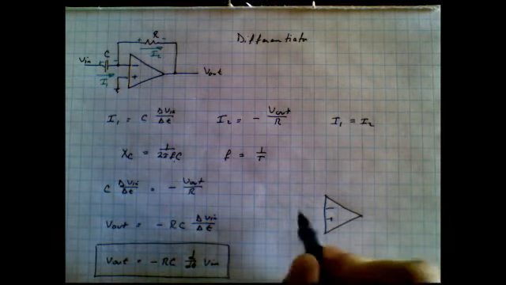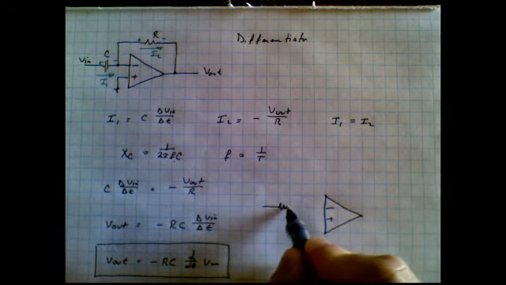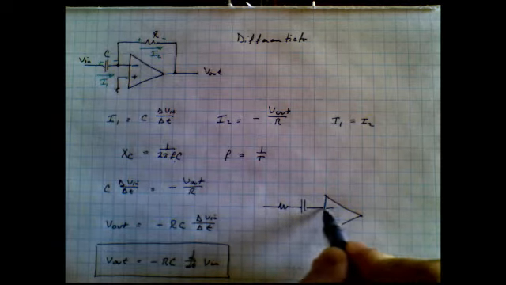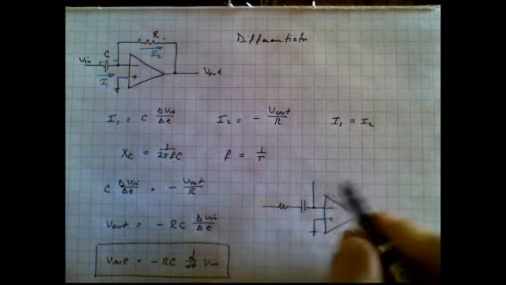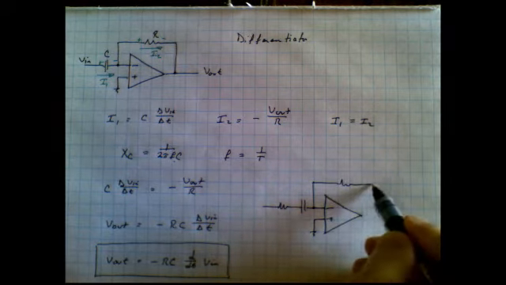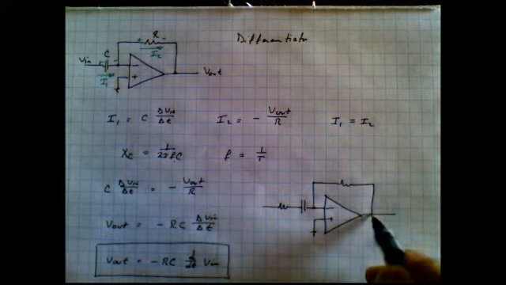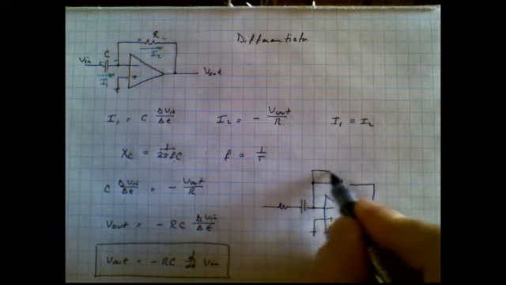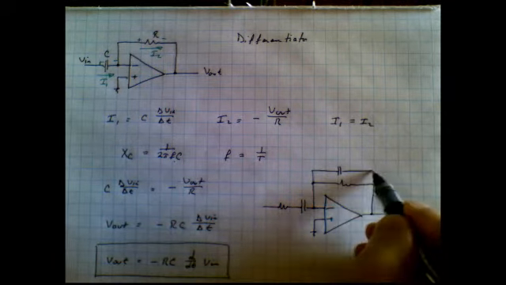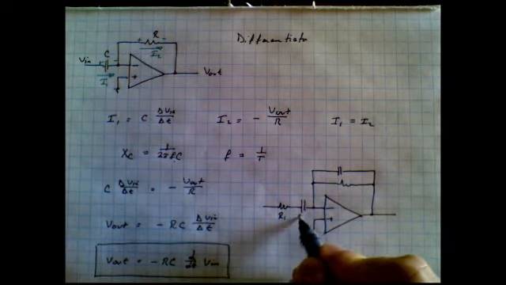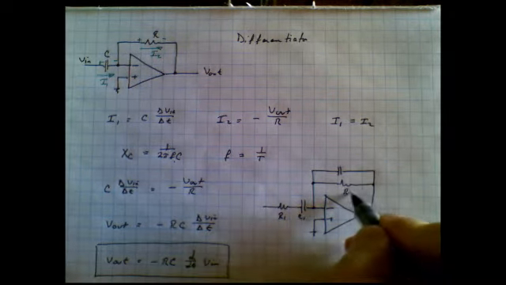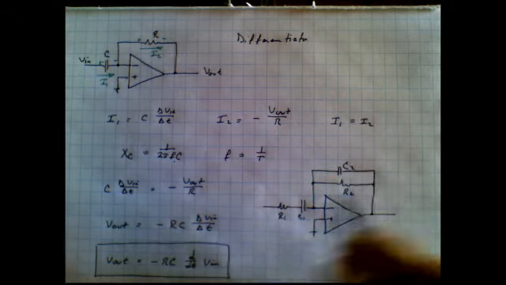And what we're going to do is put a small resistor in series with the input capacitor. And we're also going to put a small capacitor in parallel with the feedback resistor. So we'll call this R1, C1, R2, C2.